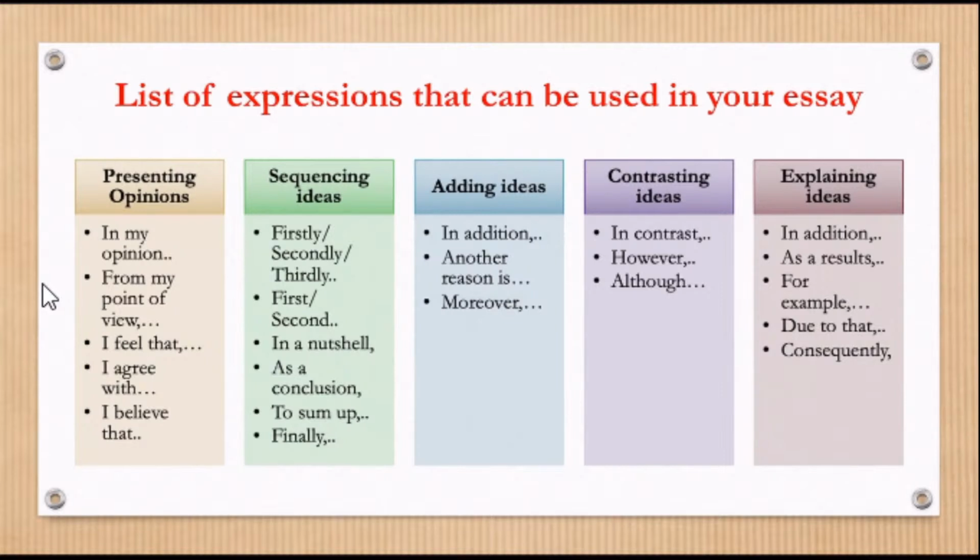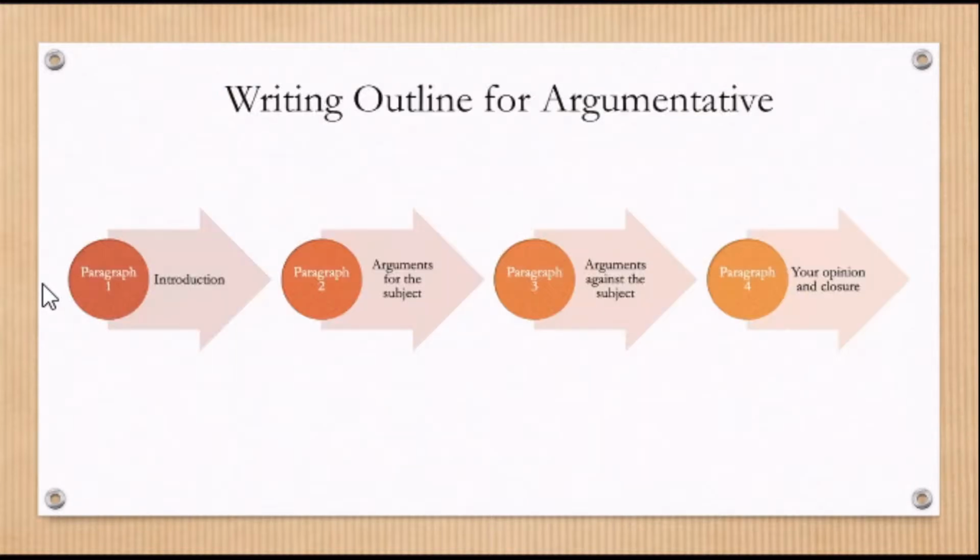So this is the writing outline for argumentative essays. You may have 4 to 5 paragraphs, but the one that I will show you is 4 paragraphs. What you write in paragraph 1 is your introduction, a general description about the topic. Then the second paragraph, arguments for the subject, but it depends on the stimulus. Okay, paragraph number 3, arguments against the subject. Okay, and paragraph 4, your opinion, and then you can write your closure.